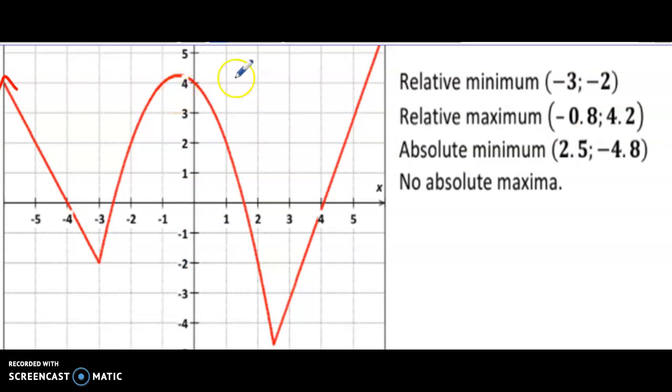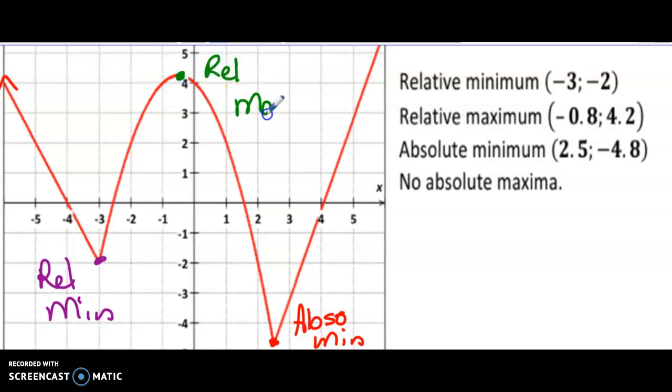This one, again, no absolute maximum because it continues up. The absolute minimum is here. We have a relative minimum here. And we have a relative maximum here. Okay?